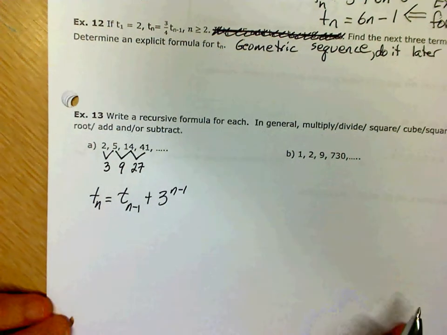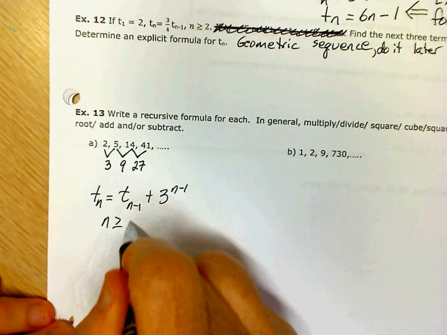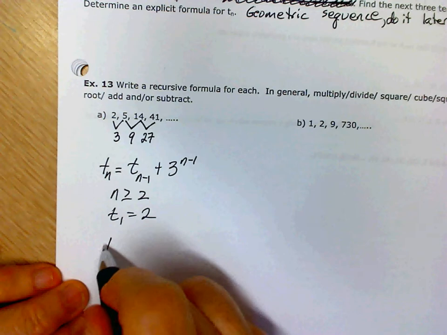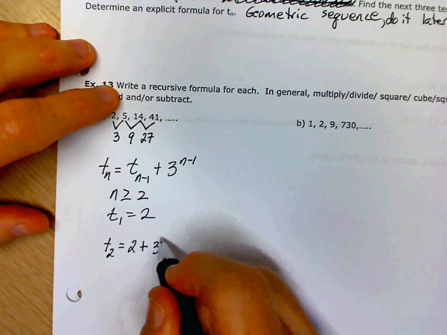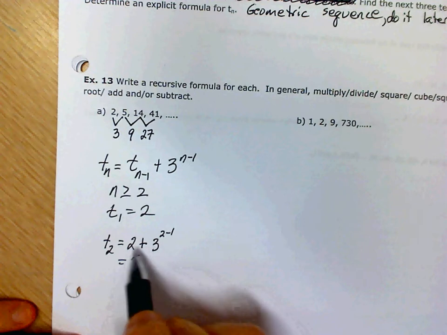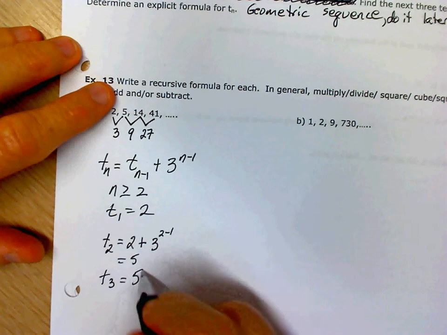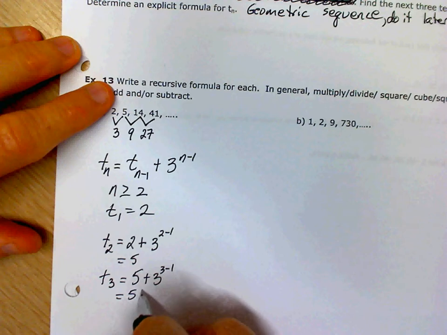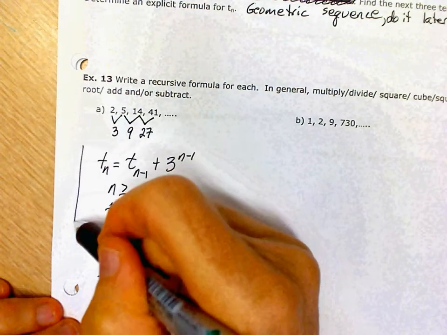Okay, so n is greater than or equal to 2 and T1 equals 2. So watch. Let's see if we can find the second term. T2 equals the previous term plus 3 to the 2 minus 1. That equals 5, right? Because 3 to the 1 is 3. T3 equals the previous term, 5, plus 3 to the 3 minus 1. So 5 plus 9 equals 14. So coming up with this, these are the toughest questions.